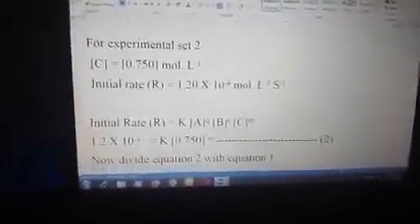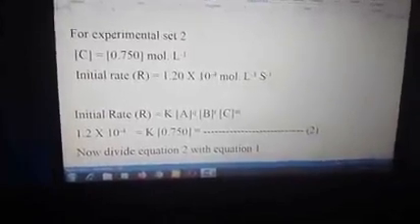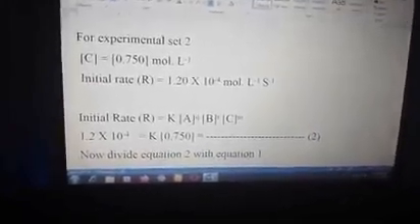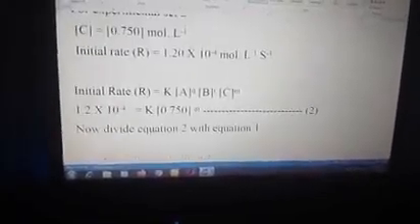So we still substitute with equation 2. We substitute for C and we ignore A and B because A and B are constant. So for experiment 2, C is 0.75 mole per liter. The initial rate is 1.2 × 10^-4 mole per liter per second. So the initial rate, 1.2 × 10^-4, equals K times the concentration of C, 0.75, which is given to you already from the table, and then ignore A and B because they are constant, raised to power M. That is equation 2.